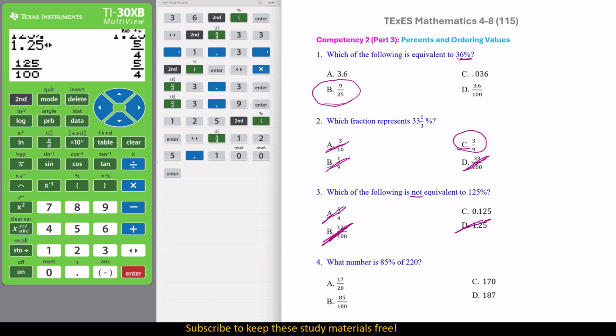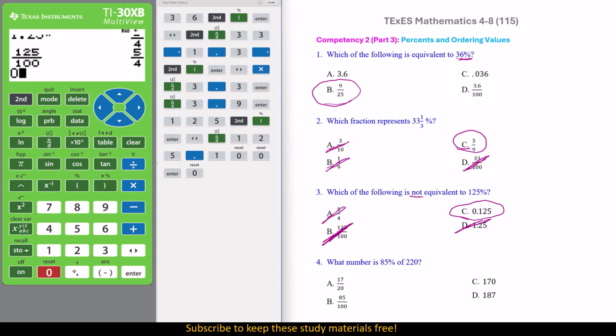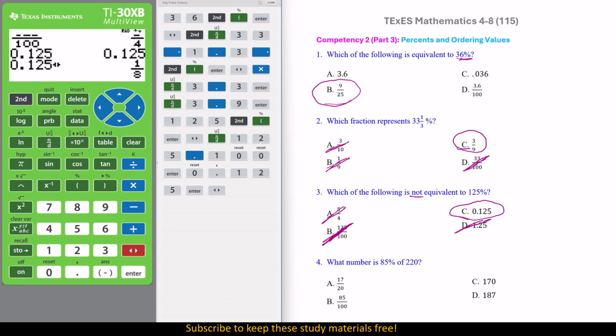So the only one that is not a representation is 0.125. Let's put that in the calculator. 0.125. Push enter. Now it's in our calculator, so we push toggle to check it out. That's actually 1/8. Definitely not the same thing.